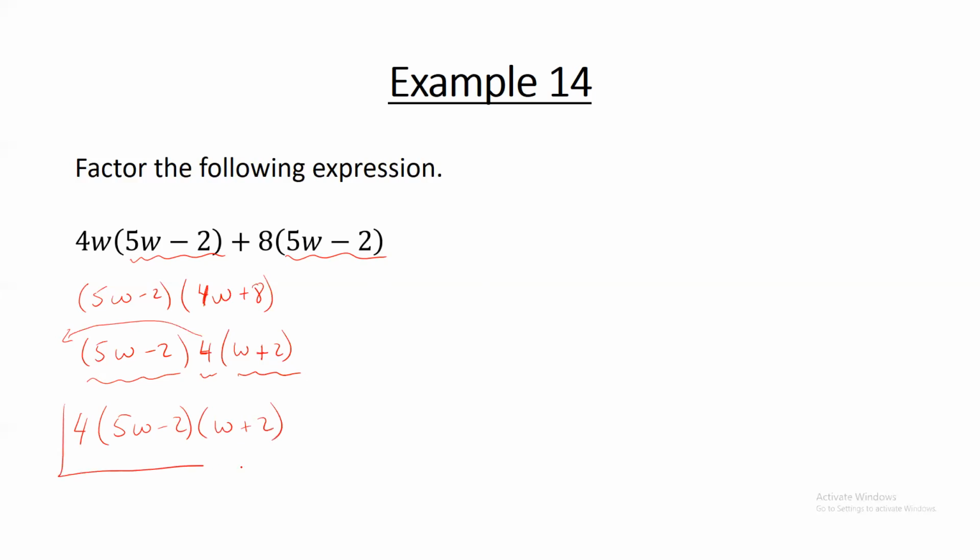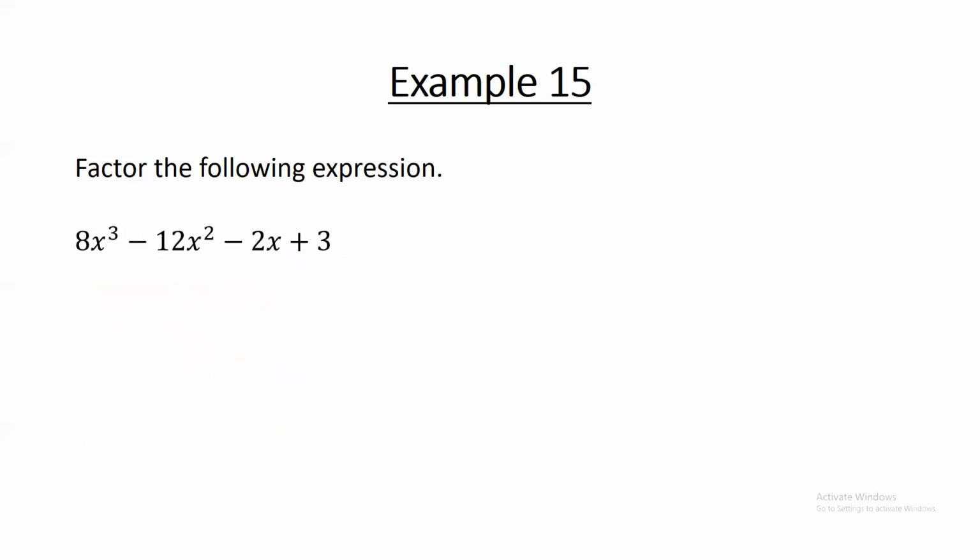This is how we would normally write the answer. Let's take a look at one more example. Example 15. 8x cubed minus 12x squared minus 2x plus 3. There's no common factor. Not every term has an x, and certainly 2, 3, 12, and 8 don't have a common factor. But maybe we can do this by grouping.